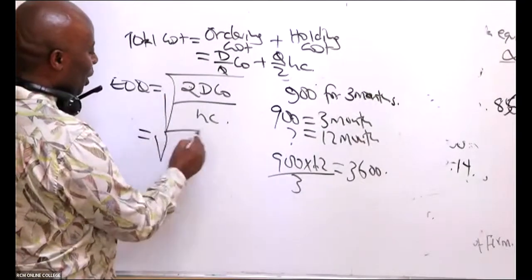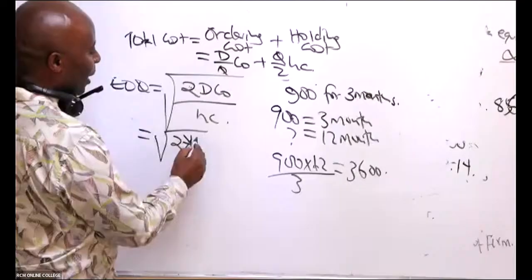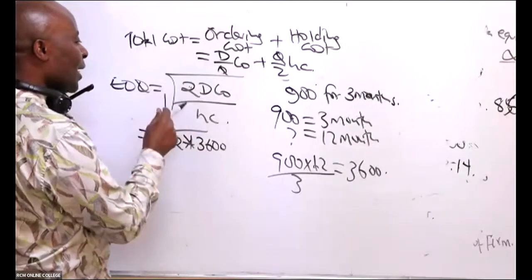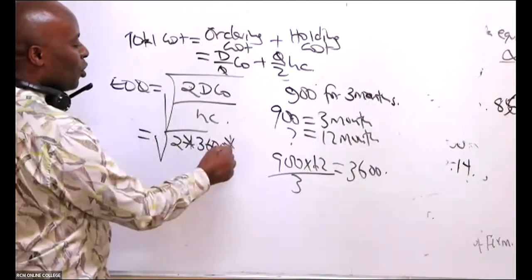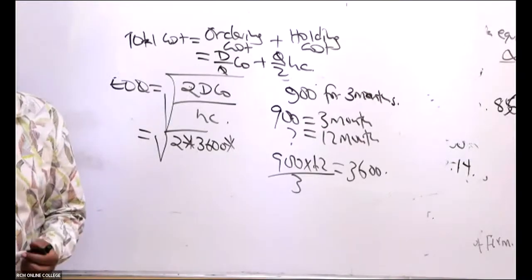So this one here will be the square root of 2 times annual demand. Because remember, D has to be annual demand, times cost per order. So you can see cost per order.